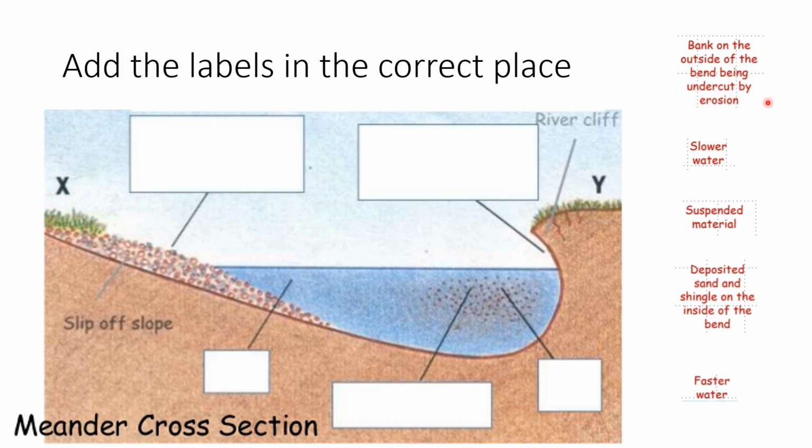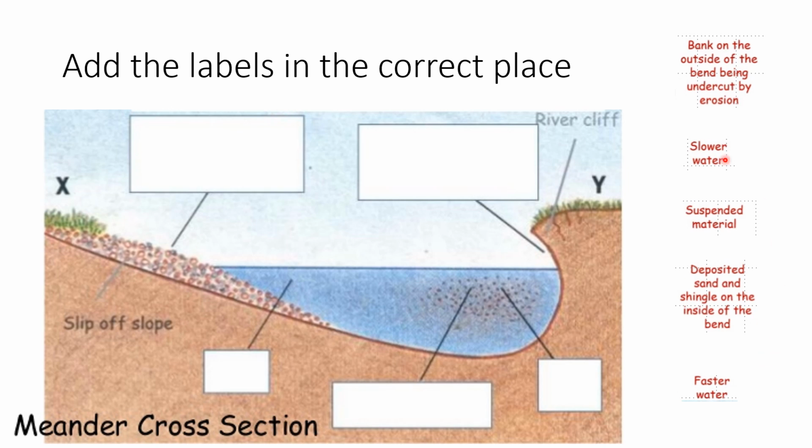So you've got the outside being undercut by erosion, you've got slow water, suspended material, you've got sand and shingle on the inside of the bend, you've got faster water. All I want you to do is get a pen and a piece of paper, stop the video in a second, draw a quick sketch of this, match up the labels in the right places, and when you think you've got it done or you've got stuck, press play and we'll see what the answers are. Okay, so I'll pause for a second. Okay, so hopefully you've had time to have a go at that.